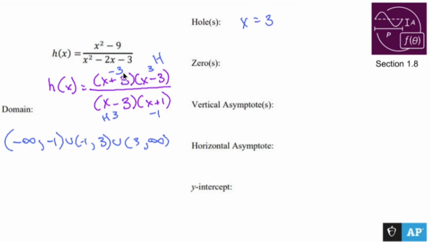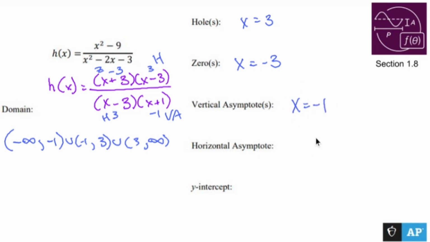My zeros are any number in the numerator that equals 0 that is not a hole. So 3 is not a hole because I'm not allowed to plug in 3 in the first place. I'm sorry, 3 is not a zero. 3 is a hole. 3 is not a zero because I'm not allowed to plug in 3 in the first place. So the zero is -3, and that is it. My vertical asymptotes are any number that is seen in the denominator that is also not a hole. -1 is the only vertical asymptote, and since -1 is a vertical asymptote, we write out x equals -1.